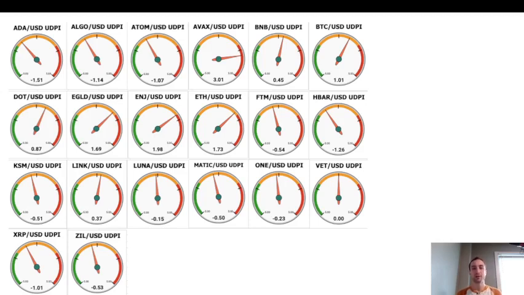This is a quick update about the current state of the UDPI risk indicators for Bitcoin, Ethereum, and the 18 altcoins we're currently monitoring. That number continues to grow, so feel free to leave us suggestions down in the comments if there are assets that we're not covering yet that you would like to see us cover.